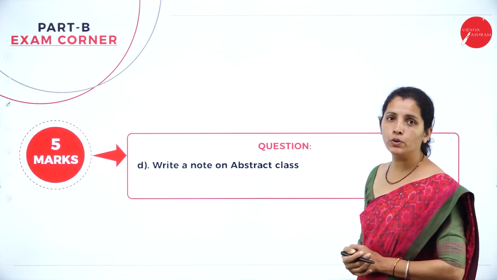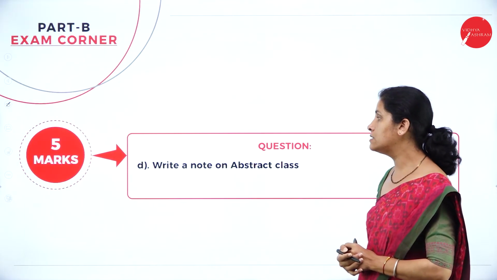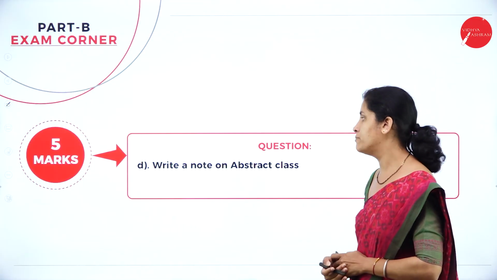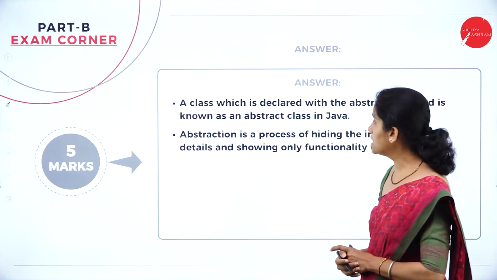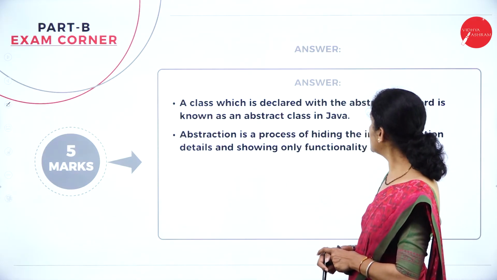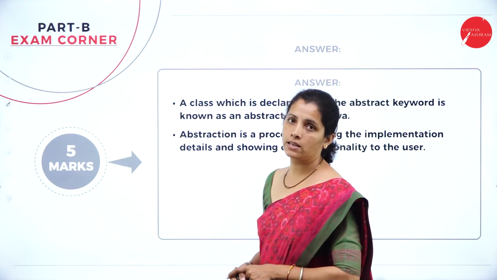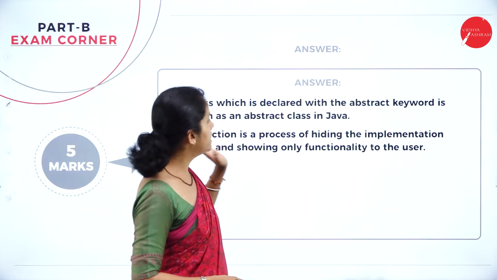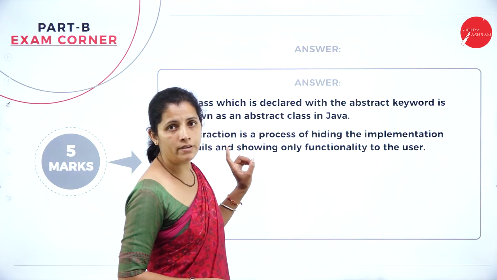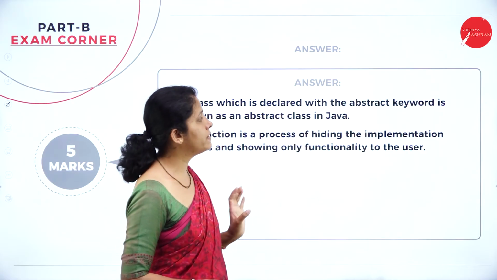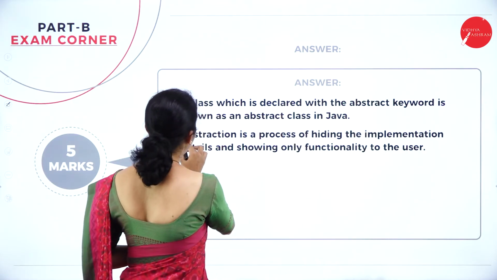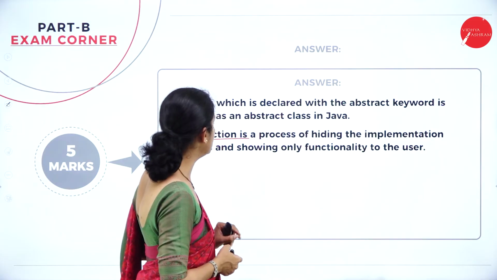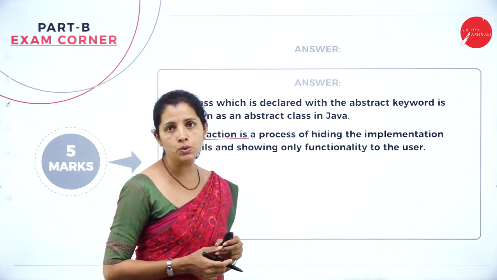Now dear student, the fourth question is: write a short note on abstract class, and it is for 5 marks. So what is an abstract class? A class which is declared with the keyword abstract. In the sense, if I want to define an abstract class, then I must precede it with the keyword abstract, then specify the class. Abstraction is a process of hiding implementation details and showing only the functionality to the user.